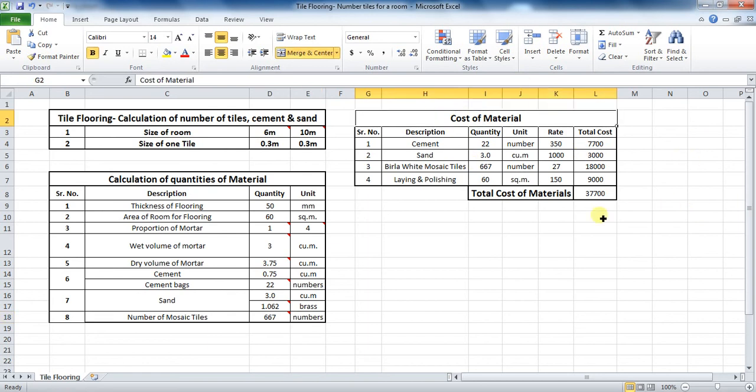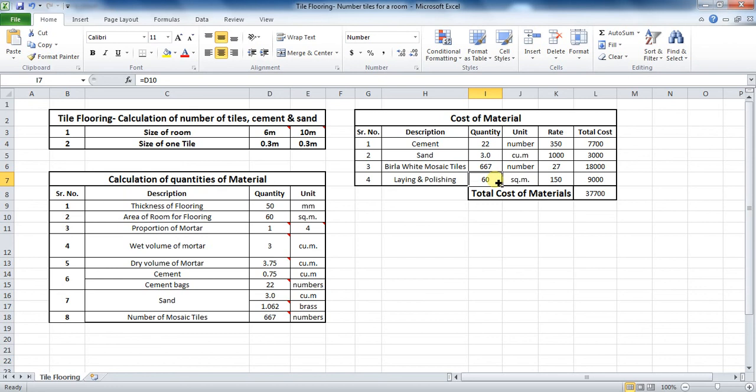Now, we will calculate the cost of materials. For that, prepare a table like this: serial number, description, quantity, unit, rate, and total cost. Directly give the formula for quantity. For cement bags, the value will be equal to this cell D15. Therefore, put formula as equal to D15. Similarly, put the formula for sand as equal to cell D16. Similarly, for mosaic tiles, put quantity as equals to cell D18.